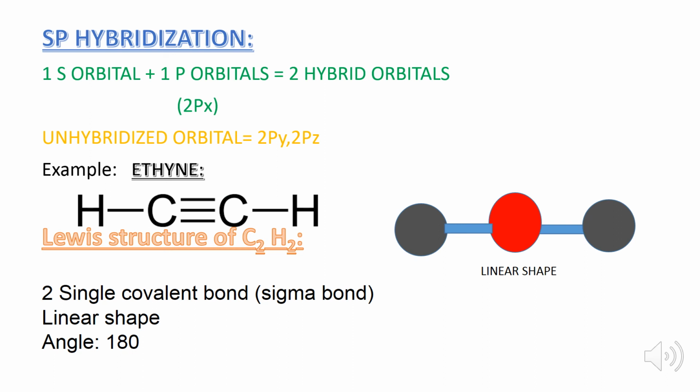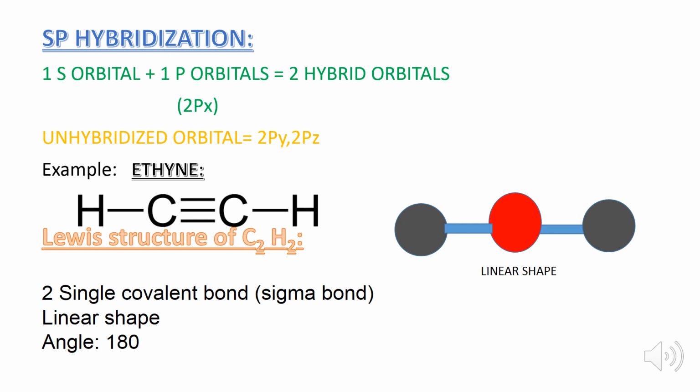sp hybridization. As the name indicates, sp means one s and one p orbital overlap to form 2 hybrid orbitals. Here 2 pz orbitals remain unhybridized, meaning they are not involved in the hybridization, and they will overlap parallelly to form 2 pi bonds. The example of sp hybridization is ethyne. Now look at the Lewis structure of ethyne.